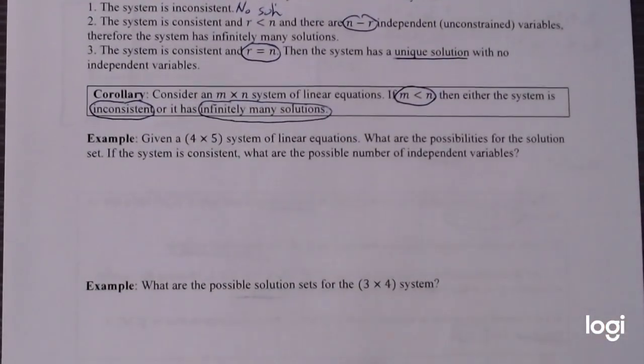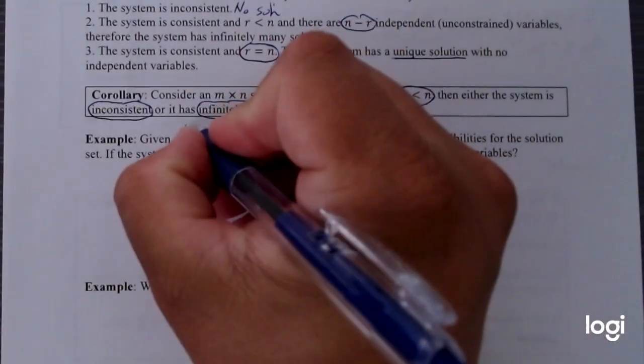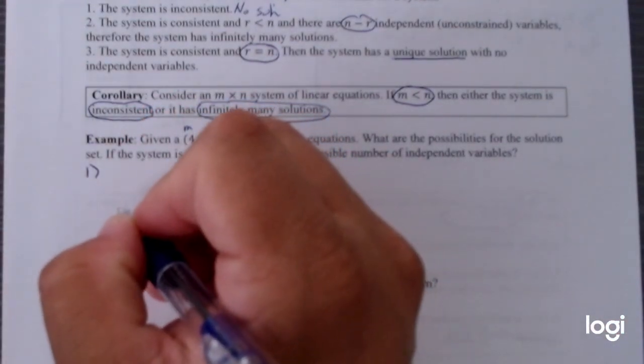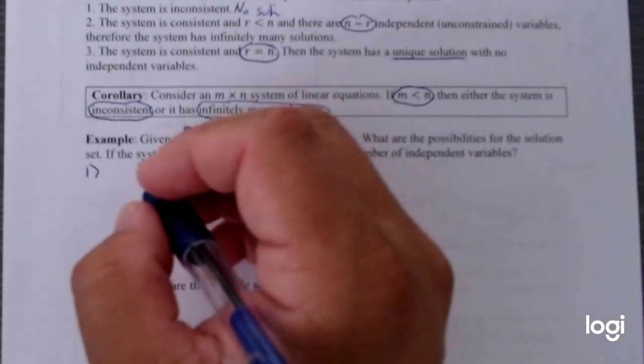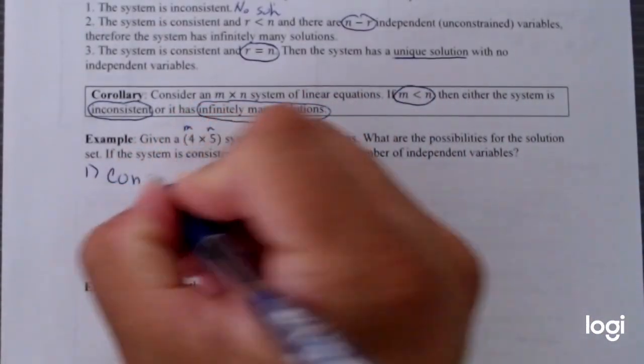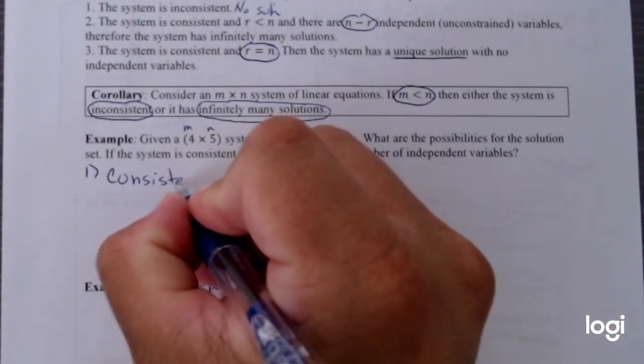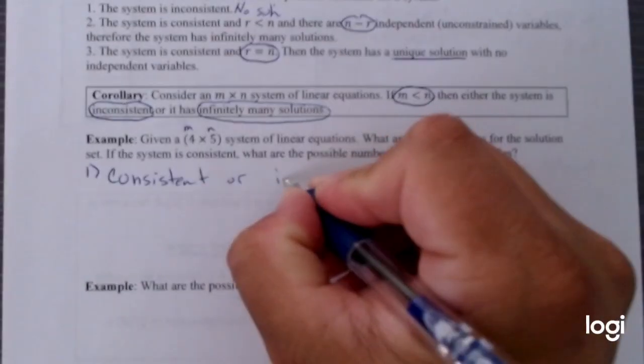Here's an interesting example. So given a 4 by 5 system of linear equations, so this is m and this is n, what are the possibilities for the solution set? If the system is consistent, what are the possible number of independent variables? Okay, so first off, what are the possibilities of the solution set? So one, we could have no solution. So we can have either consistent or inconsistent. That's it.